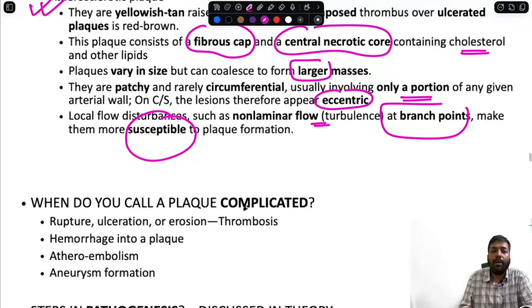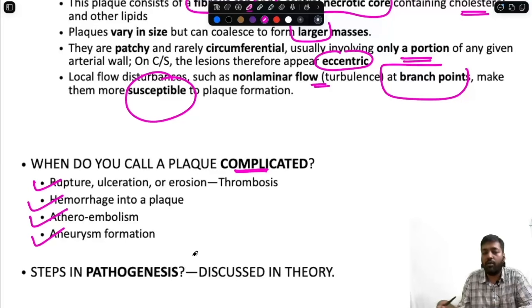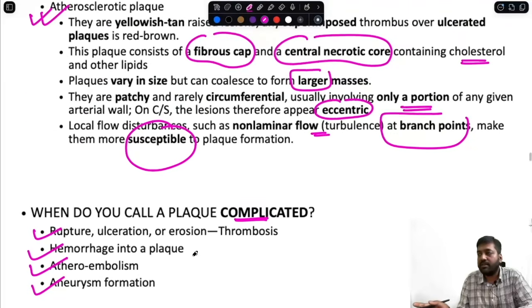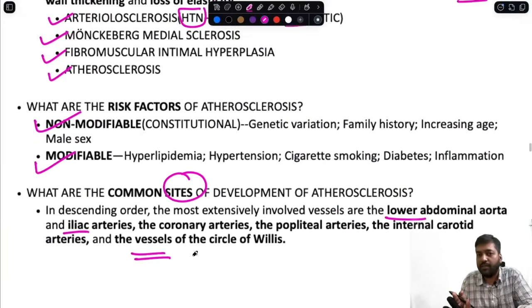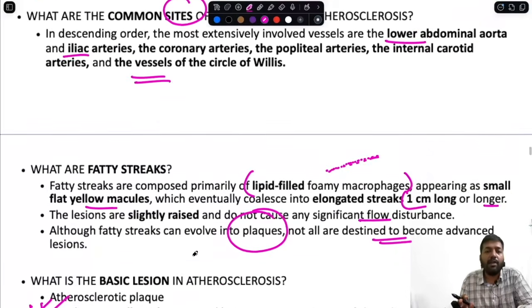Now, when do you call a plaque complicated? If there is any rupture, ulceration or erosion leading to thrombosis, or if there is any hemorrhage into the plaque, atheroembolism or aneurysm formation, then we call it a complicated plaque. Now, what are the steps in pathogenesis of atherosclerosis? There are 5 important steps. I'm not going to stay over here because it has been discussed in theory, and by the time you're reading them, I guess you will remember these steps, so they can be asked in your exams as well. So with this, we have completed atherosclerosis, and we have completed the cardiovascular system in detail.